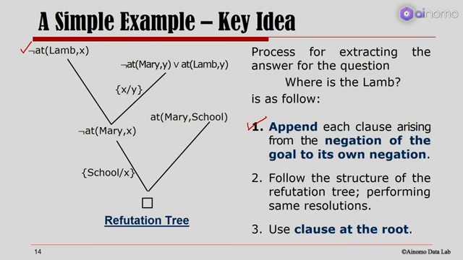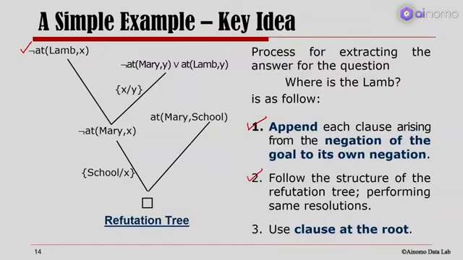So, basically this statement here, the goal well-formed formula, is converted to a tautology, and then you follow the structure of the refutation tree. So, when I mean follow the structure of the refutation tree, I mean that you perform the same resolutions and use the same unifications there. Finally, the clause that you have at the root will be the answer that we are looking for.